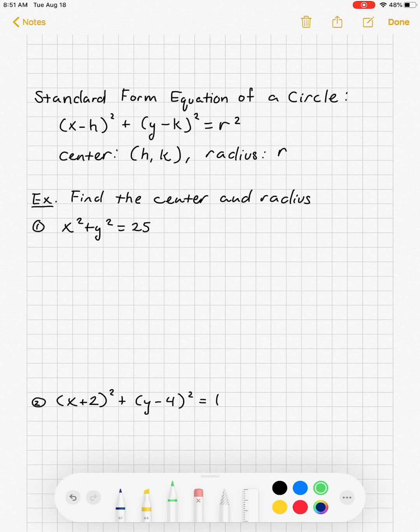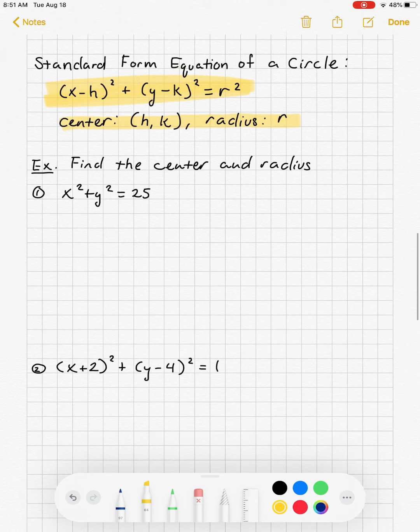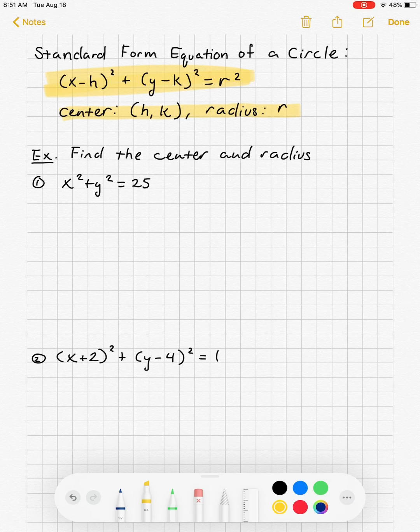Okay, let's see, standard form equation of a circle. So here if I have a circle centered at the point h comma k with a radius of r, here's the standard form equation. So x minus h squared plus y minus k squared equals r squared. So we start out asking find the center and the radius. Well, number 1 is actually a very simple example. The reason why is because if you look at this formula, if h and k are 0, doesn't this formula just become x squared plus y squared equals r squared? So that's a special circle.